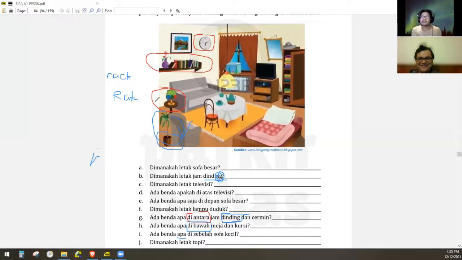But I think in English it's a word like bookshelf, right? Not book rack. Yeah, it's a bookshelf. What do we use rak for? You can use rack as well, but usually for the bookshelf, right? Yeah, I usually hear book rack. Bookshelf. Oh, okay.